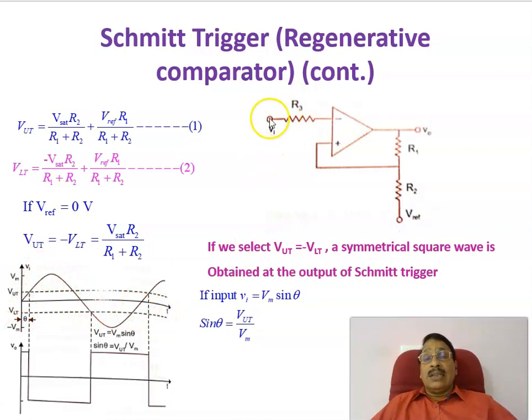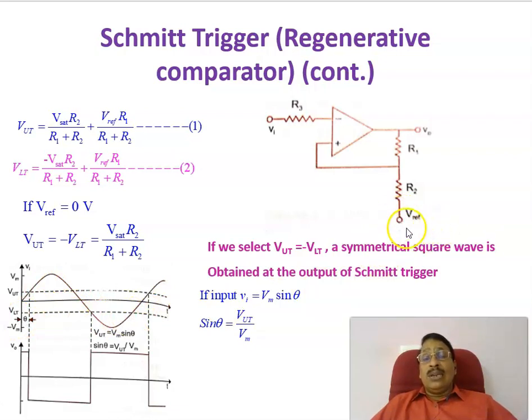Now the working of this Schmitt trigger: if the input voltage goes above the upper threshold voltage, the output changes from plus Vsat to minus Vsat. That is, at this instant it changes from plus Vsat to minus Vsat. Then the next transition takes place when the input voltage goes below the lower threshold voltage. That is at this instant, again changing from minus Vsat to plus Vsat. Therefore, this is the output waveform and this is the input waveform, and these are the upper threshold limit as well as the lower threshold limit, provided you are grounding this point.